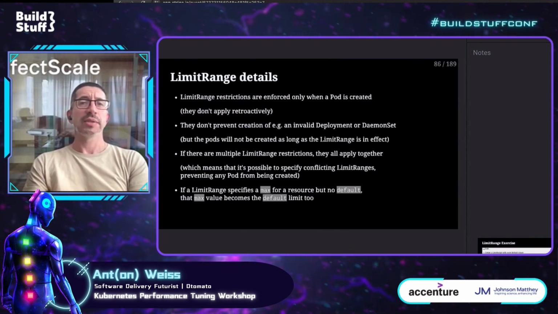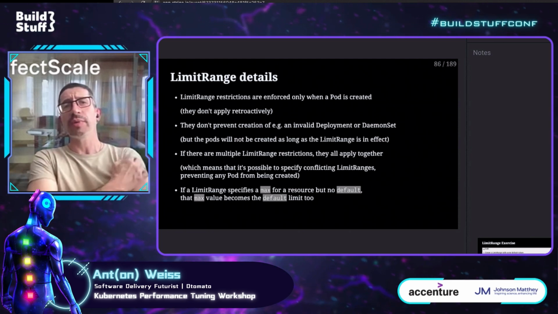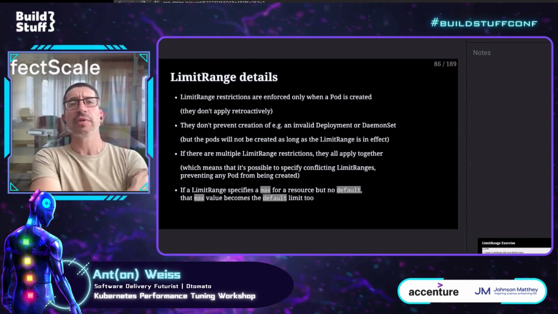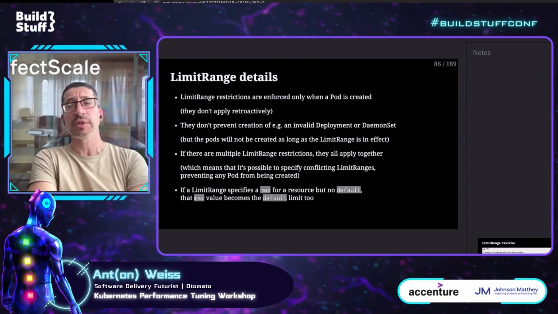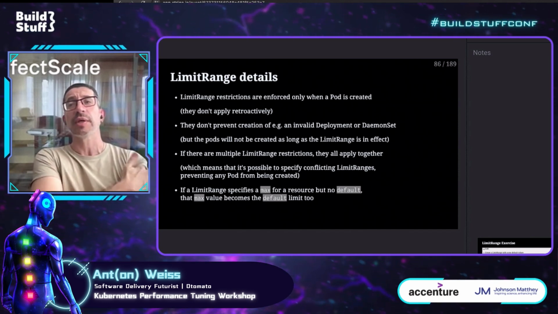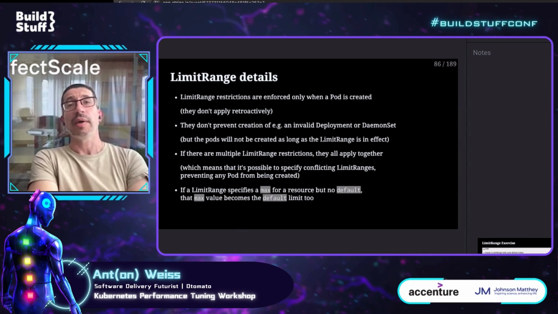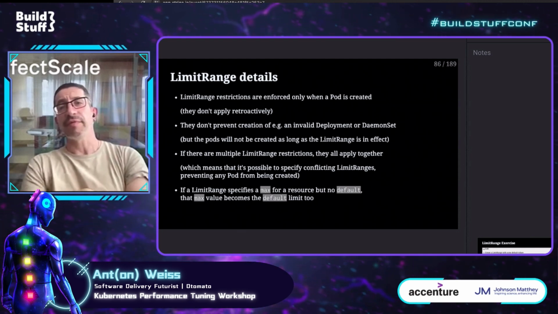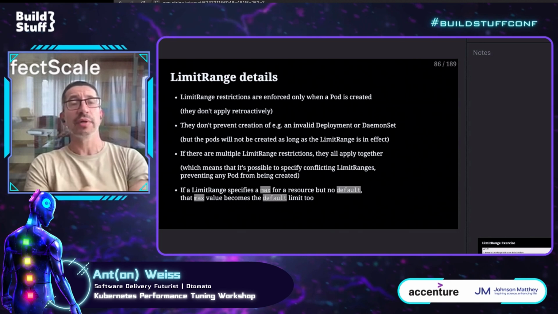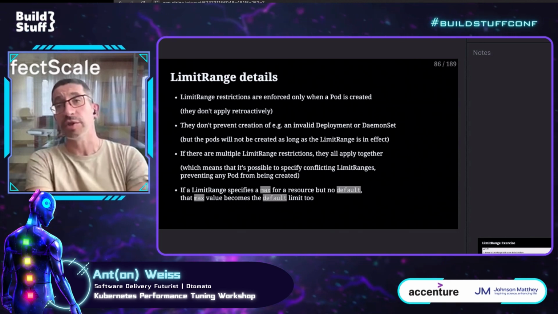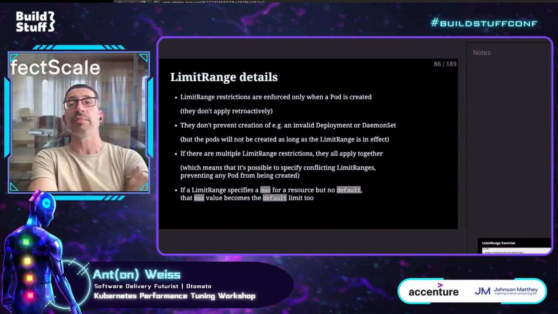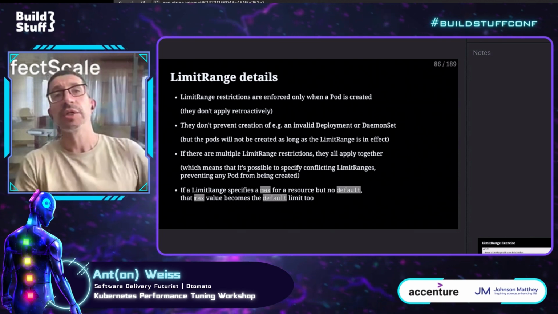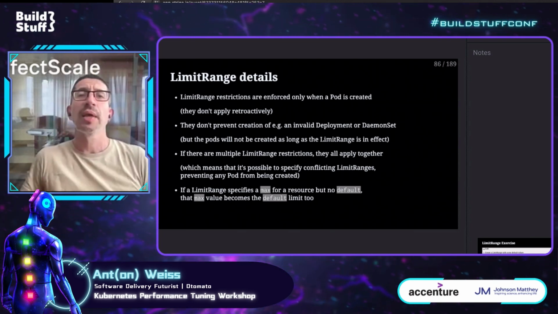Okay, so when do limit range restrictions go into action? They're enforced only when a pod is created. Basically, a limit range is a mutation and validation admission hook. That means that if there are some pods already running, the limit range is only applied after they became running, after they started existing in the cluster, the changes won't be applied.